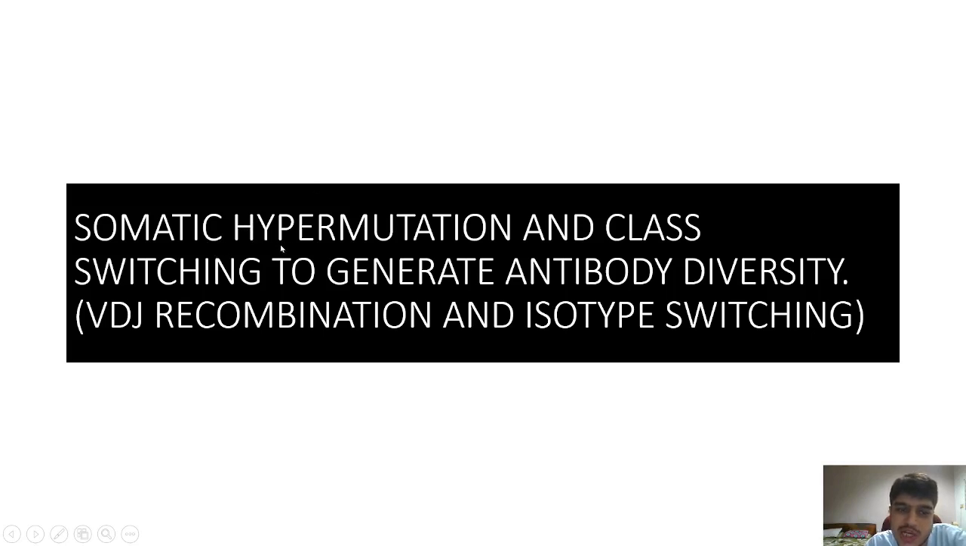Today this video is going to be a short, snapshot overview of this topic, which is somatic hypermutation and class switching to generate antibody diversity, or the VDJ recombination and the isotype switching happening in the B lymphocyte cells to generate antibody diversity.